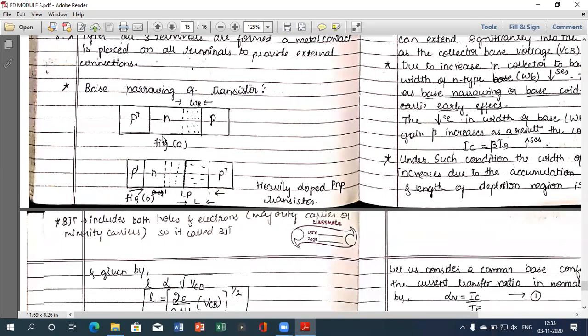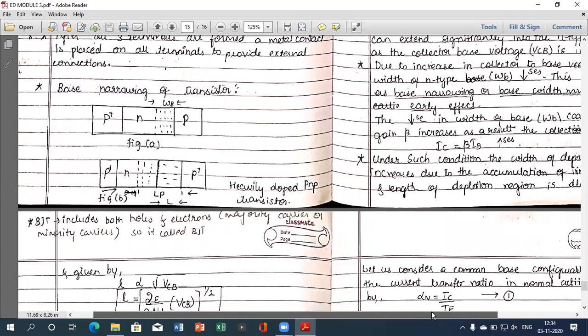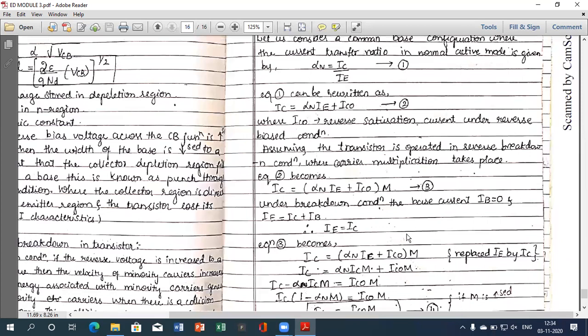When base narrowing occurs because the reverse bias voltage is increased, the depletion layer reaches the emitter terminal. Thereby the width of the base will narrow and the base current will reduce. So here we'll assume that the base current has been reduced and reaches 0. We know that the emitter current IE equals IC plus IB. This is a normal current equation. Now, if IB is 0, we get IE equals IC.